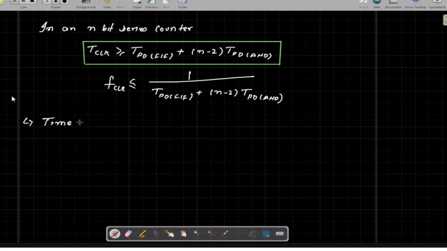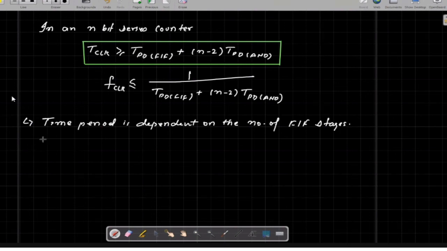the time period is dependent on the number of flip flop stages, first point, and this problem is resolved in the parallel counter.